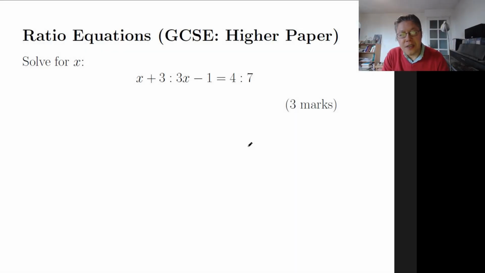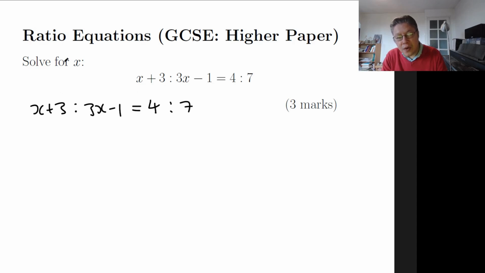Okay, so in this video we'll be doing a question on ratio equations, and this is for the GCSE higher paper, and typically about 3 marks, sometimes 4 marks. So we've got a ratio here, so let me just copy that. We have x plus 3 to 3x minus 1, and that equals 4 to 7. And we need to work out a value of x that satisfies this ratio equation.